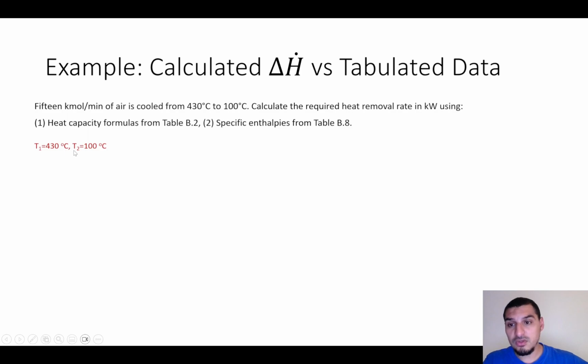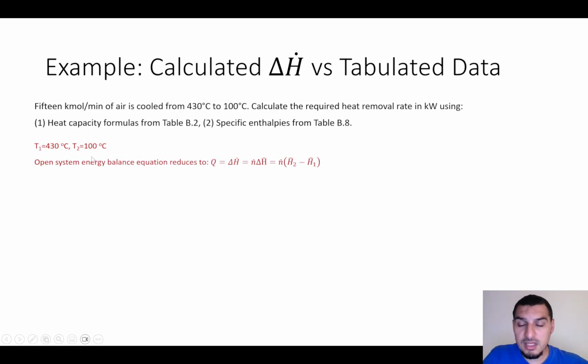So we know T1 is 430, T2 is 100 degrees Celsius, and the equation would be Q equals delta H. We have no change in kinetic energy or potential energy, or we will ignore this, and we have no work because it's just cooling. So it's going to end up being this simple formula, the molar flow rate multiplied by delta H. We know the molar flow rate already, it's given, and now we need to get the change in enthalpy.